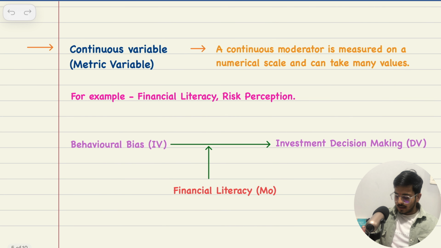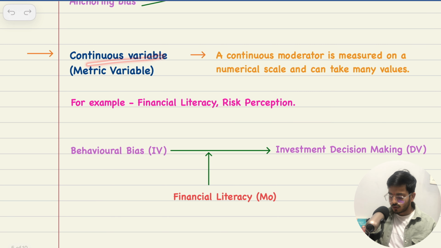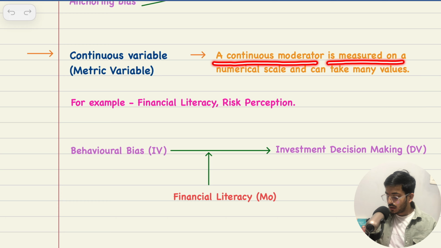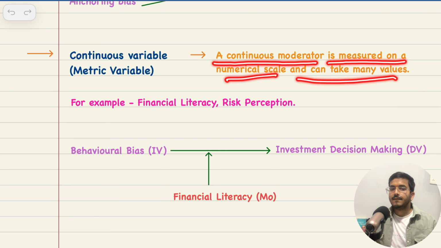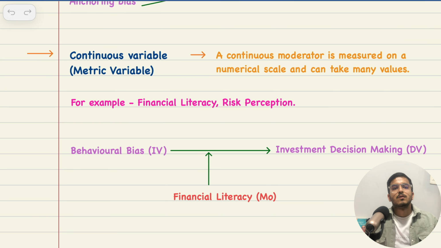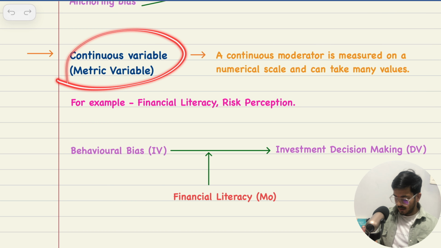Okay, then at last we have the continuous variable, which we also call metric variable. A continuous moderator is measured on a numerical scale or can take many values. Since it can take many values, it is sometimes impossible for the researcher to make that many categories. So they make it, for example, in a Likert scale. For example, strongly agree, then neutral, then disagree, then strongly disagree. These kinds of scales are used for measuring that particular response. So that is what a continuous variable is.